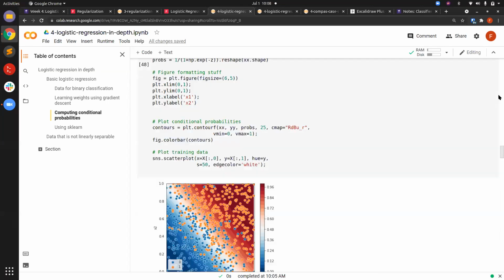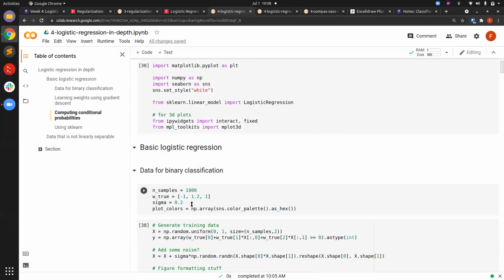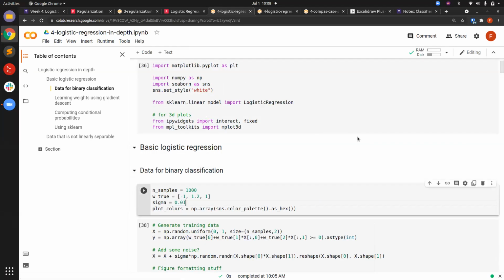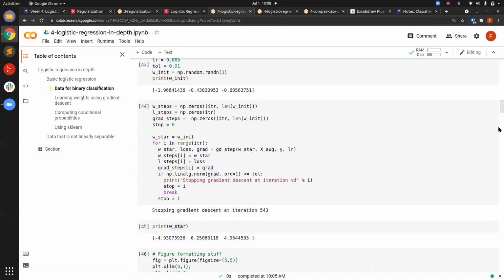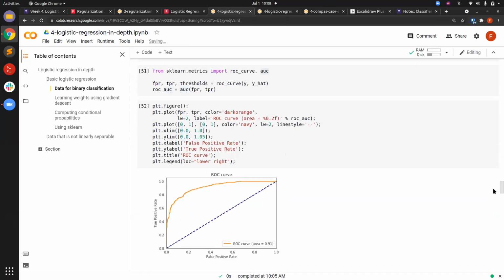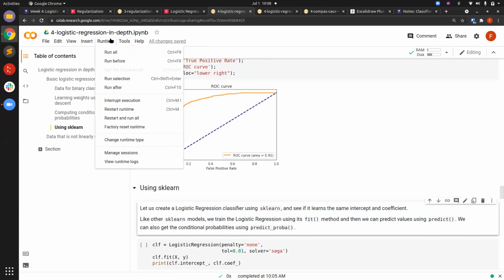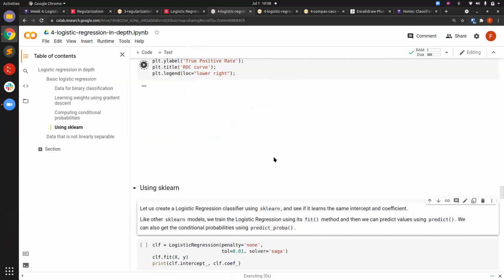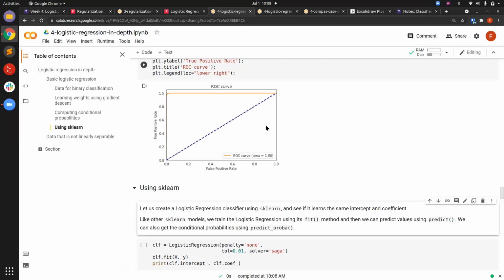Actually, let's do that right now. Let's make this much less noisy. First of all, if I make it much less noisy, what's going to happen to the coefficient values? If the data is much less noisy, the coefficient values will be larger. The sigmoid will be steeper. And let's see what happens to the ROC curve. Okay, you can see the ROC curve is now basically a perfect classifier.